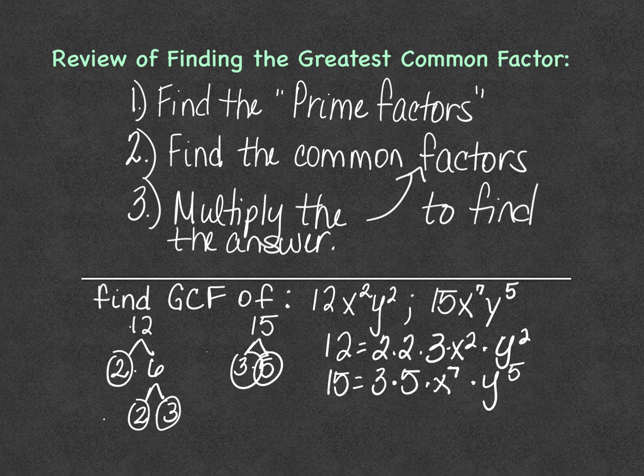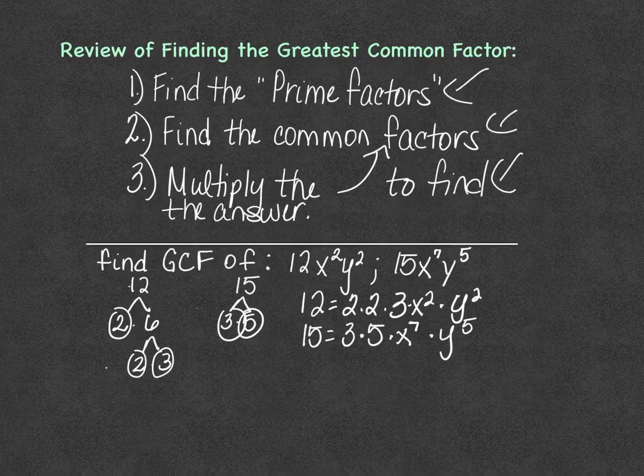Remember that in review here, finding the greatest common factor. So first of all, you want to find your prime factors, and then you want to find your common factors, and then you want to multiply to find your answer, okay? So here's our example at the bottom.